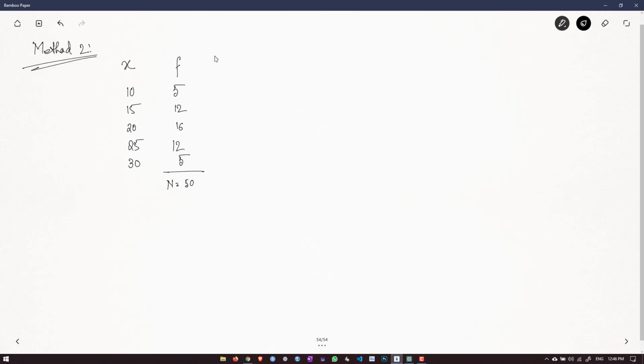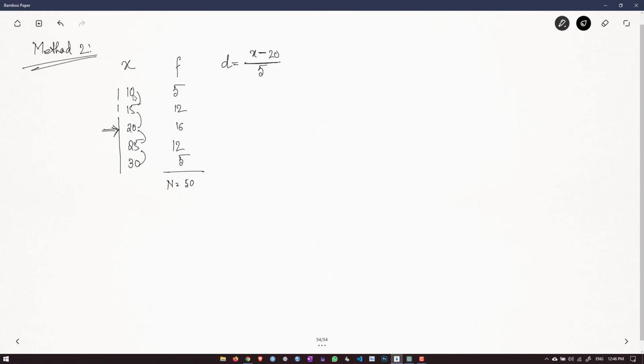Now the next step is we will calculate a new variable called d, which is equal to x minus something divided by something. This divided by something is normally the gap between your x values. What is the gap? Here 10, 15: the common gap is 5. So we will divide by 5. And this constant, that we subtract from x, is normally the middlemost value. Here we have 5 observations, so the middlemost value is 20, so we will write 20.